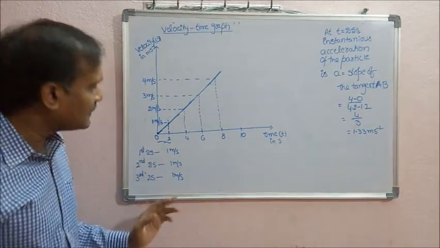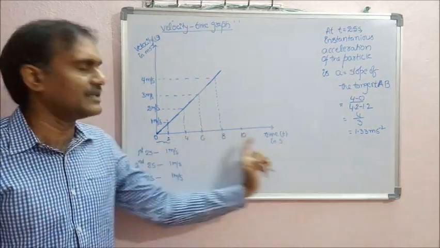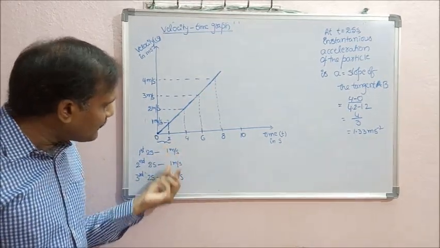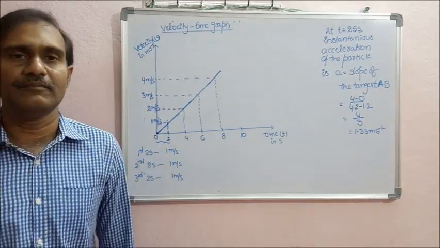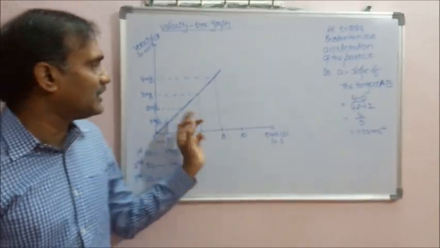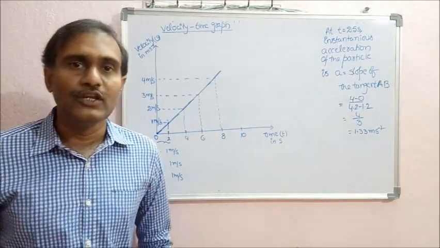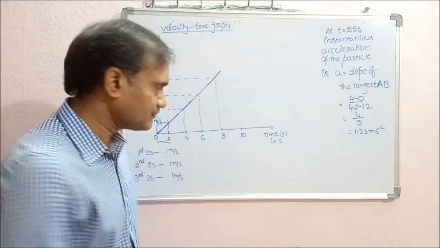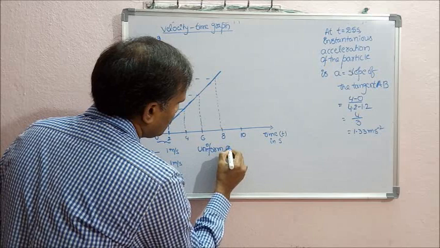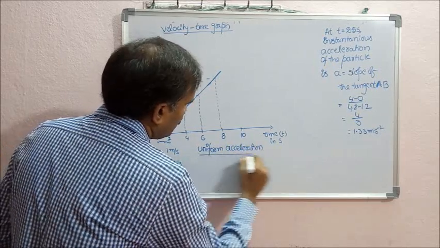Here the particle is having equal changes in velocities in equal intervals of time. That's why we can say that the particle is having uniform acceleration. The particle is moving with uniform acceleration. What is meant by uniform acceleration?